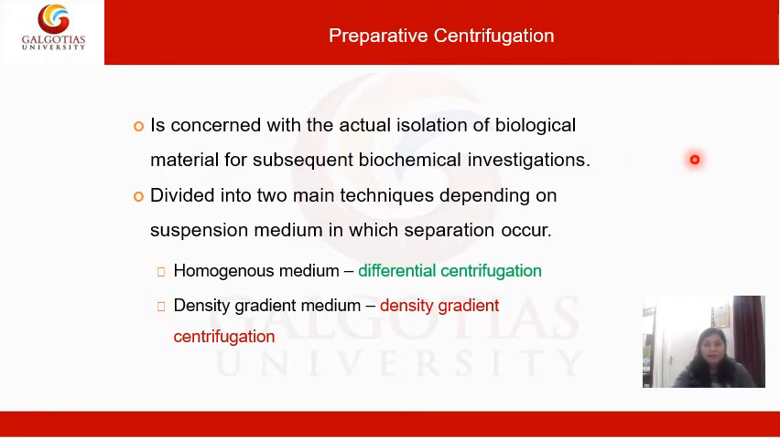Now coming to preparative centrifugation, where we know the mixture is made up of so and so components. Preparative centrifugation is concerned with the actual isolation of biological material for subsequent biochemical investigations. It is again divided into two categories. The first is used for homogeneous medium, and that is known as differential centrifugation, whereas the other is used for density gradient medium and is known as density gradient centrifugation.